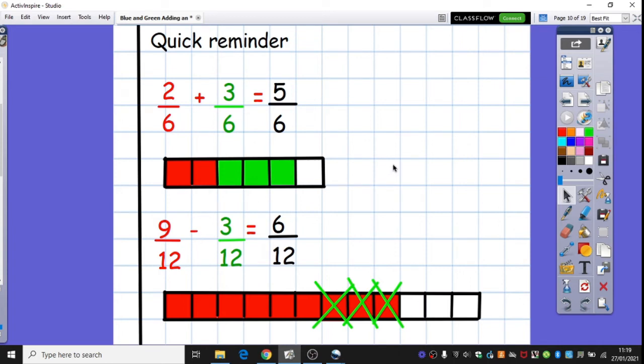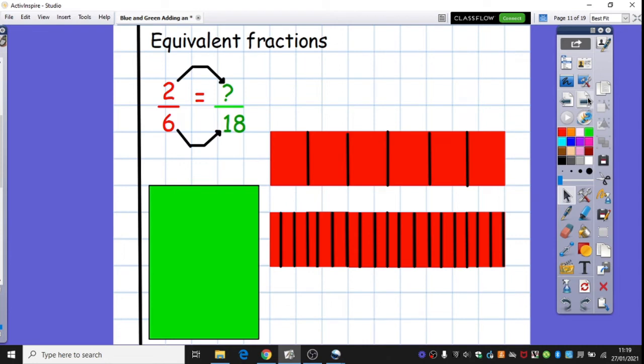So when we come onto our challenges where the denominators are different, this is where we need to use knowledge of equivalent fractions. So I've just got an example here. 2/6 is equal to how many 18ths? And what we need to think about is, how do I multiply? How do I go from 6? What do I multiply by to make 18? And the answer is 3. So you can see in my bar model here, each 6th has been multiplied by 3 to give me 18.